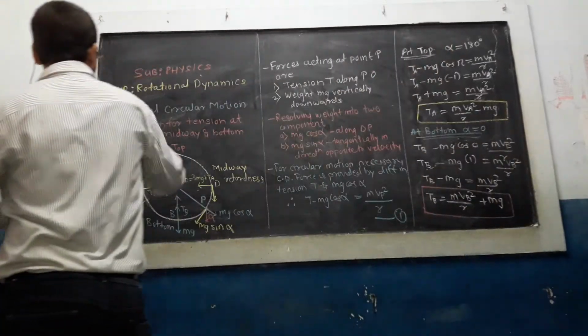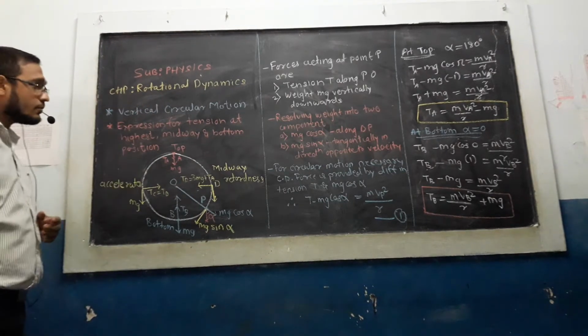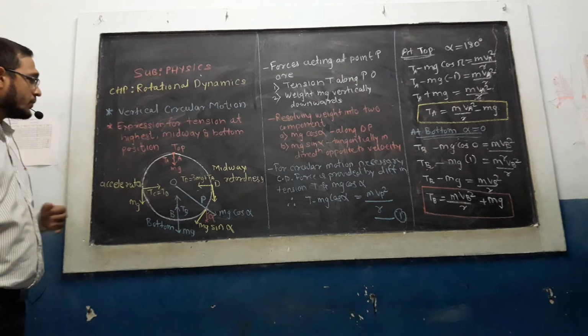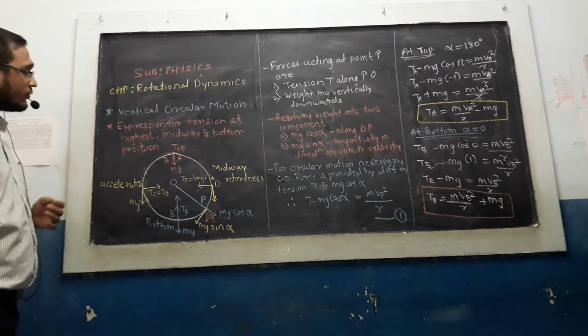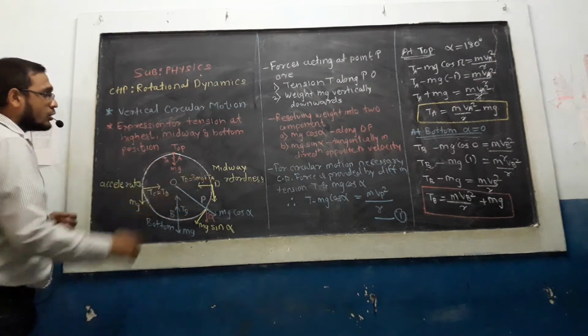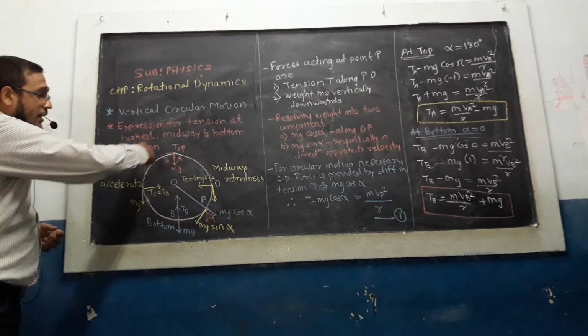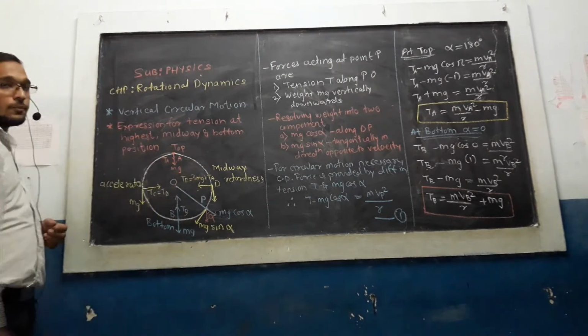Okay, so circular motion in a vertical plane is nothing but vertical circular motion. Now we have to derive the expression for tension at the highest, lowest and along the mid position of a particle when the particle is performing vertical circular motion.